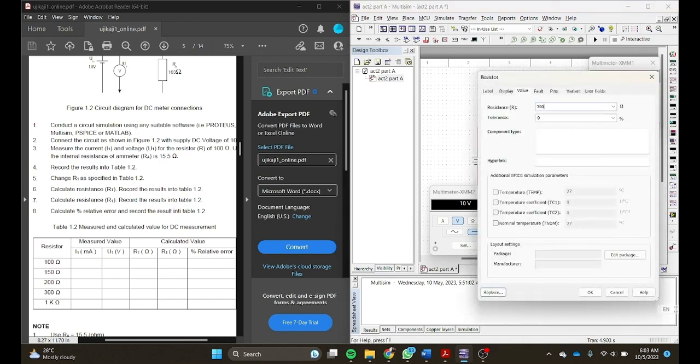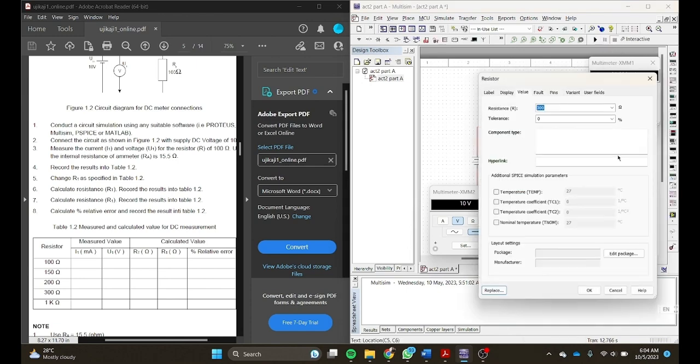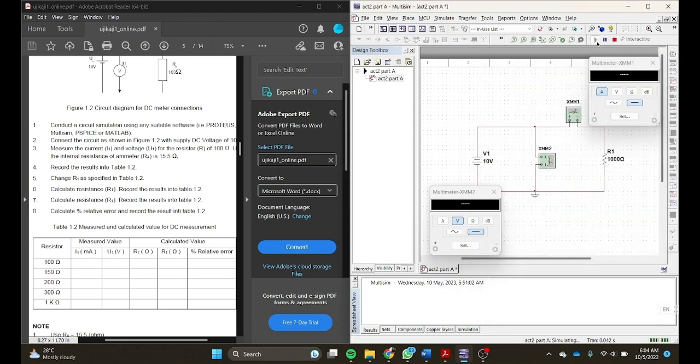So the next value is 300. Run the simulation. So the value of the current is 31.69 milliamp. The voltage is the same, 10 volts. So the last value is 1000 ohm. So run the simulation. We can get the current as 9.85 milliamp and the voltage is 10 volts.